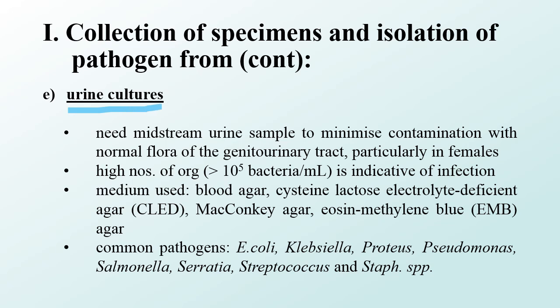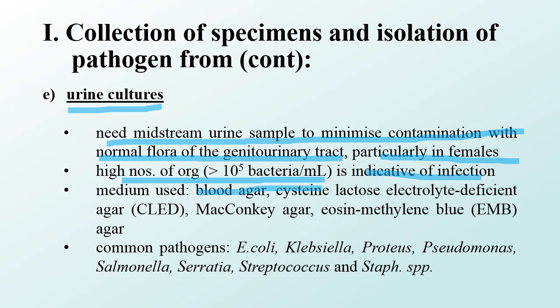Okay, urine culture. In order to do the urine culture, we need a midstream urine sample to minimize contamination with the normal flora of the genitourinary tract, particularly in females. And a high number of microorganisms, for example, more than 10 to the power of 5 bacteria per mL, is an indication of an infection. The commonly used media are blood agar, cysteine lactose electrolyte deficient agar, MacConkey agar, and eosin methylene blue agar. And these are the common pathogens that can be found in urine samples.